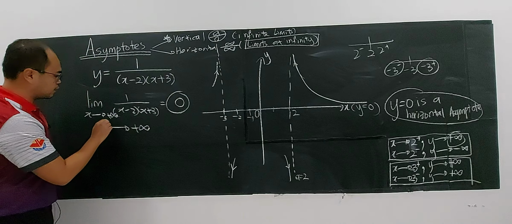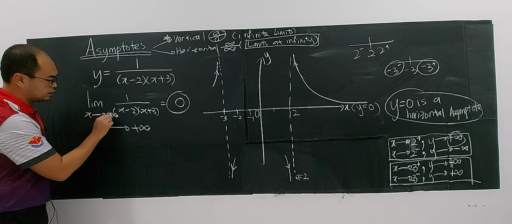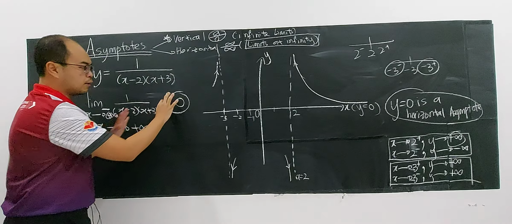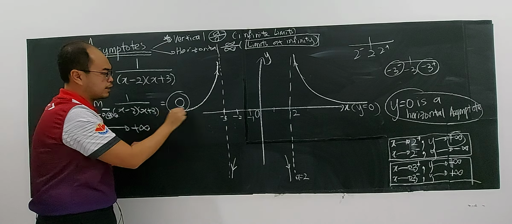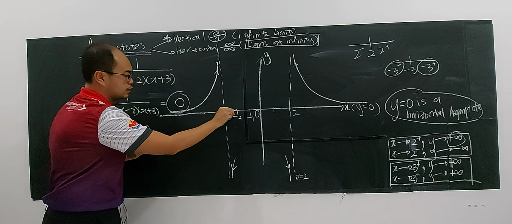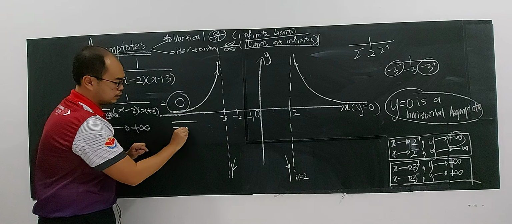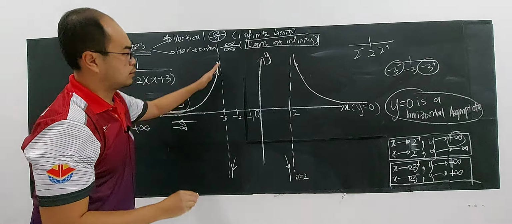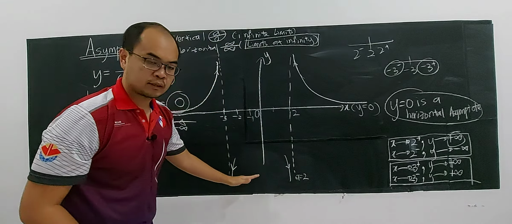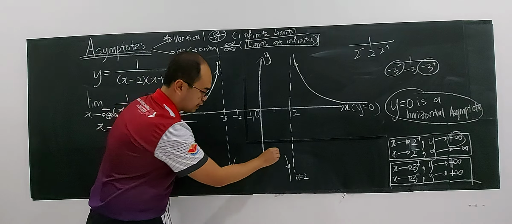Same thing here also. As x approaches negative infinity, you are also approaching 0. This graph will approach 0 at negative infinity. So this is the shape of the graph. And how about this one? Can you see that? Approaching negative infinity.